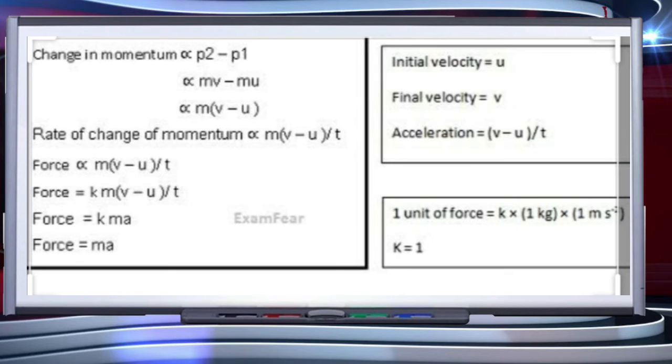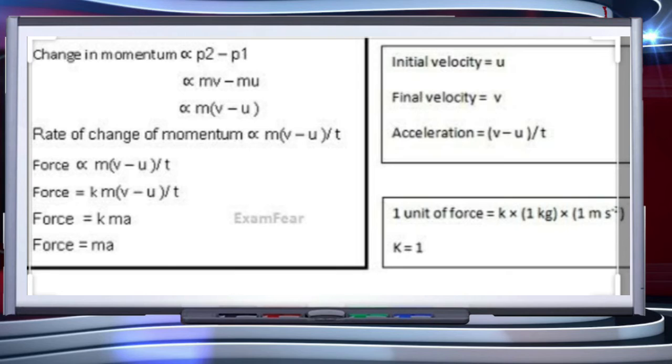This slide shows the mathematical formulation of the second law of motion. Here, initial momentum is p1, final momentum is p2. Initial velocity is u, final velocity is v. Acceleration is change in velocity per unit time, that is (v minus u) upon t. Change in momentum is directly proportional to p2 minus p1, or we can write mv minus mu. This can be written as m(v minus u). Rate of change of momentum is directly proportional to m(v minus u) upon t, that is, m times acceleration. Or we can write applied force is directly proportional to m times a. Or we can write force is equal to kma, where k is the constant of proportionality.